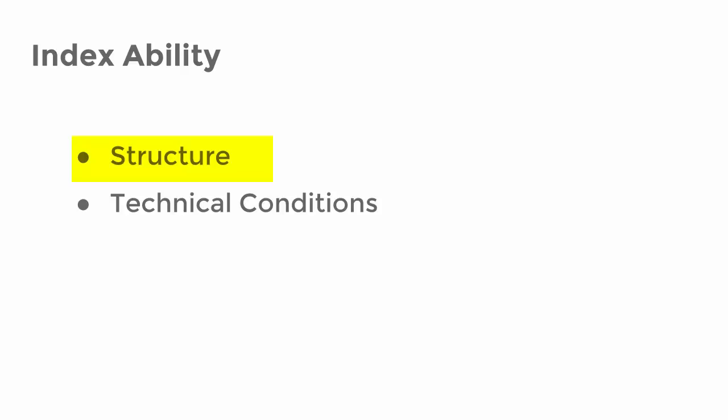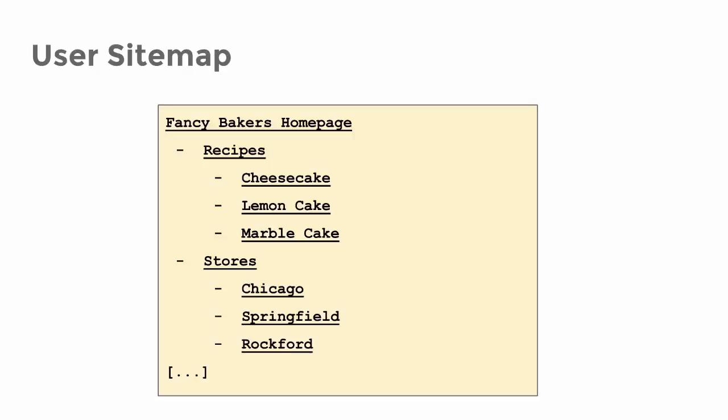Your users will be happy to navigate quickly and find the information they need in a reasonable amount of time. Therefore, add a user sitemap to your website which shows the structure on the one hand and contains links to the single pages on the other.